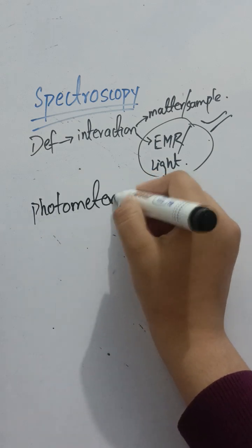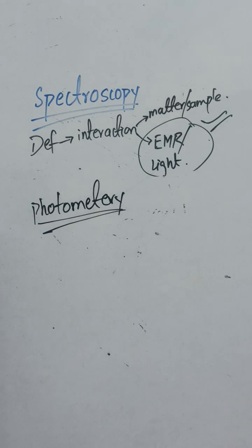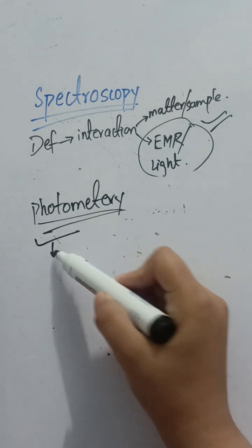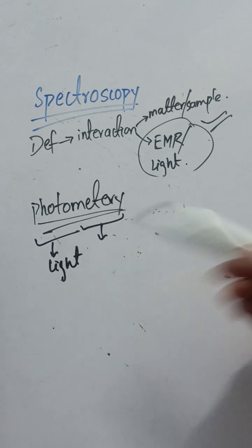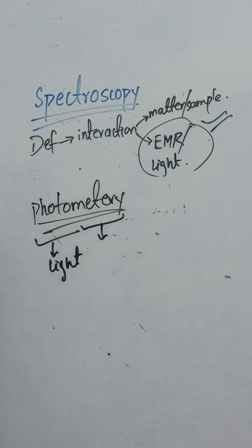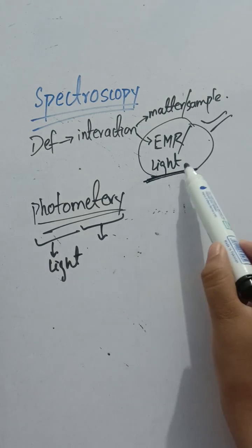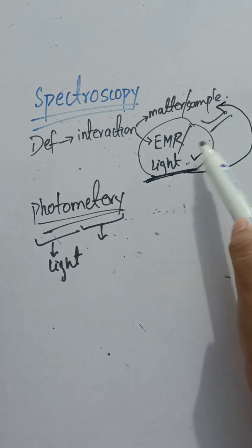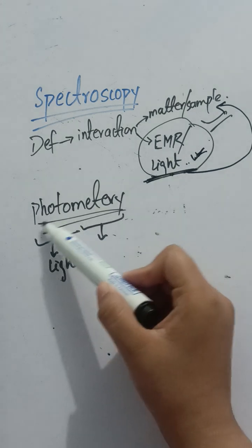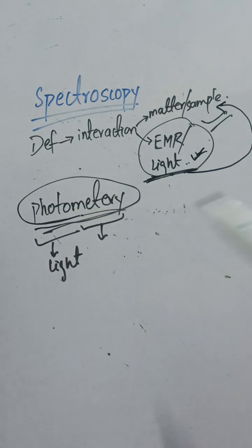So actually these terms are very closely related to spectroscopy, so that's why you should know about them. The word photo means light, always, and metry means to measure anything. So photometry can be defined as the measurement of the amount of light falling on any sample. The amount of this light you are throwing over your sample, to measure how much light is falling, is done by photometry.